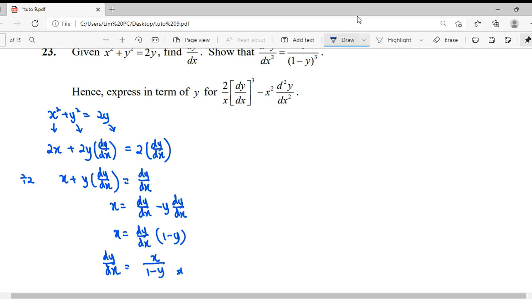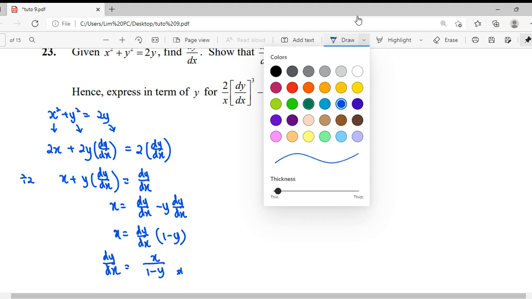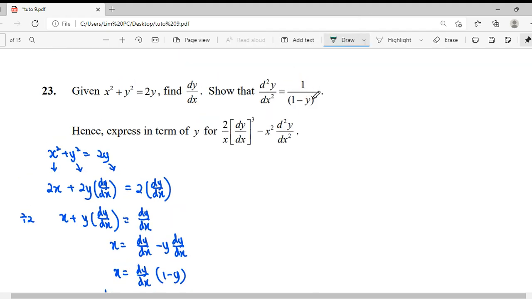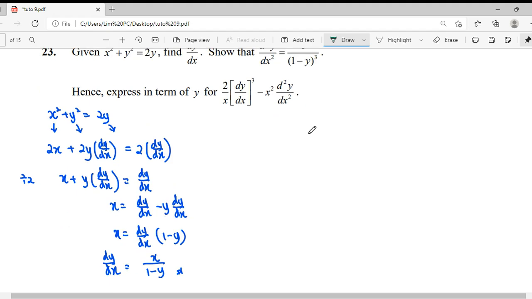Then we have to proceed to show that the second derivative is the answer like this. So our answer is 1 over (1 minus y) cubed. From here, we will proceed to find our second derivative using this equation. Using this already simplified equation, of course we won't use this one because it will be a quotient and complicated. We will use an equation easier than using a quotient.